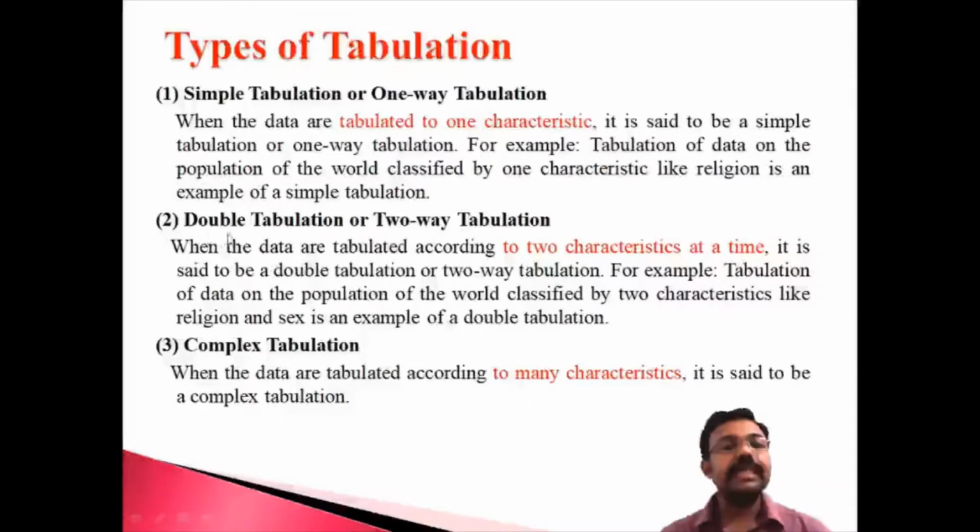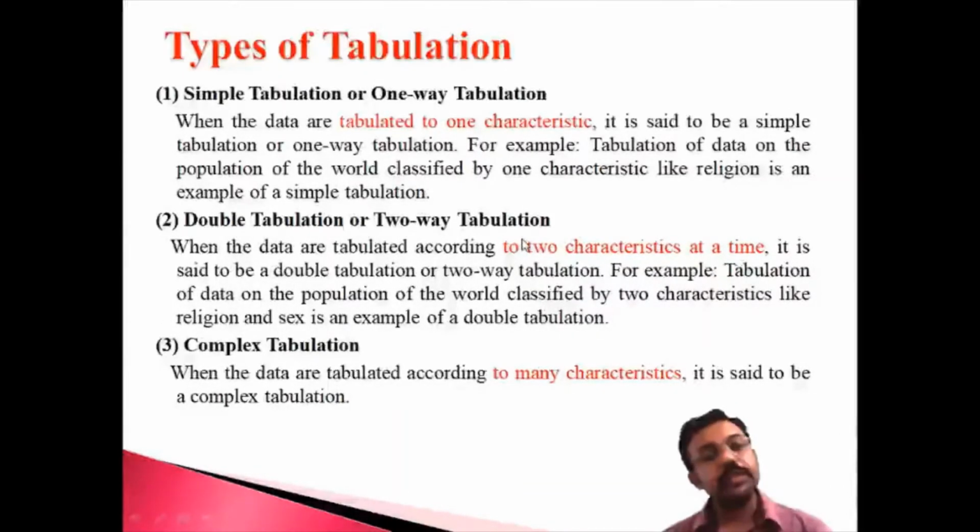And the second one is double tabulation or two-way tabulation. That means you are classifying the data based on two characteristics or two variables, which is known as two-way tabulation or two-way tables. For example, data on the population of the world classified by two characteristics, like religion and sex, is an example of double tabulation. That means you are explaining the data based on religion and sex. There are two variables: one is religion, and the other is sex.